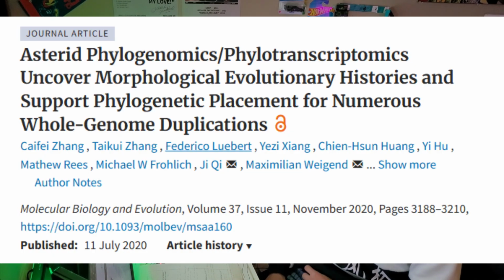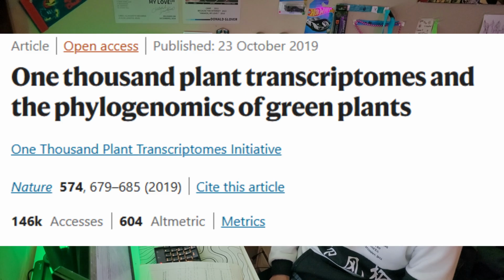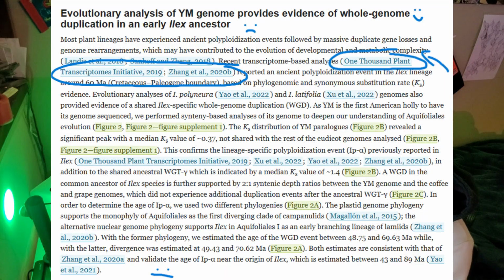There's one study called Astrid Phylogenic Transcriptome Undercover Morphal Histories and Support. Yep, that one. And then there's another one called 1000 Plant Transcriptomes and the Phylogenics of Green Plants. I did not read either of those, but they're cited here, so I think I need to read them. Through these studies, they reported an ancient polyploidization event in the Ilex genus about 60 million years ago. This study was based on phylogenomic and synonymous substitution rate.